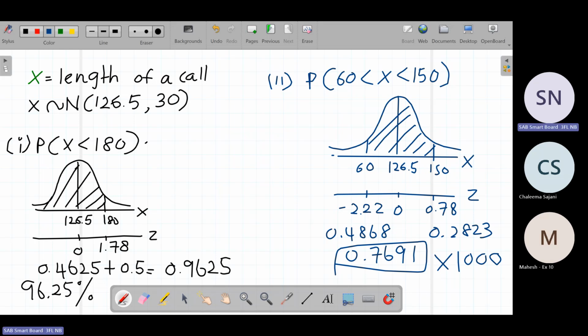Then 769, you can write 770 or 769, it will help you. Normally, we do not put the decimal value, here it is the number of holes.